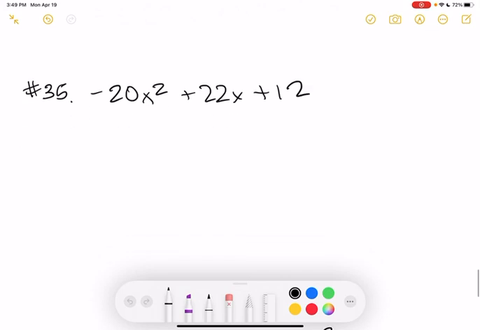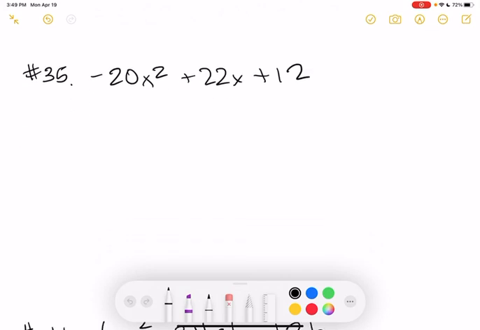This is 7.3, number 35. So first thing I like to do, see if I have a common factor I can pull out. And anytime there's that x squared as a negative, I always pull that negative out. It's going to make it so much easier. So I'm seeing a negative 2. There could possibly be something bigger, but worst case scenario, we'll worry about that at the very end and just have one extra thing to factor out. So let's pull out that negative 2.